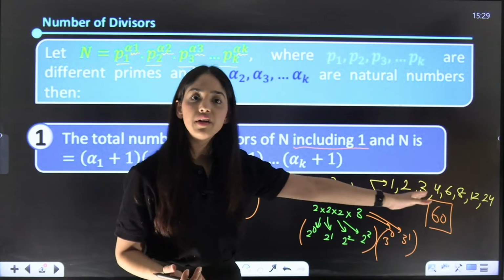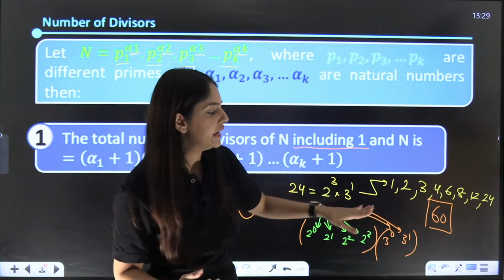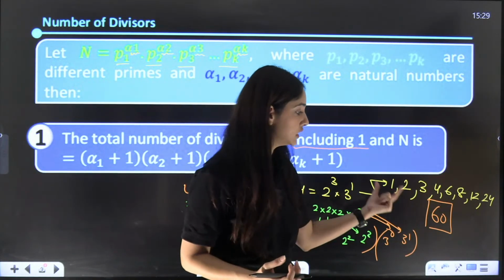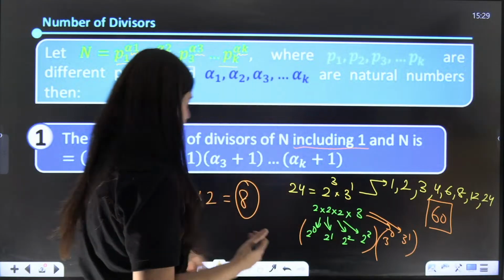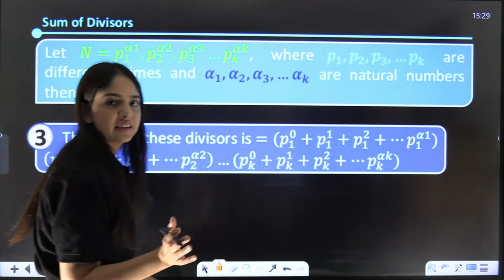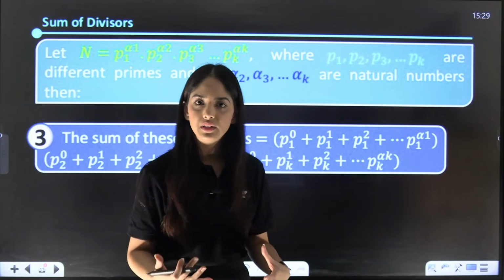Okay, so the sum of all the divisors is 60. This was anyway very long. We had only 8 divisors and we had to calculate the entire sum, and this was a lot of work. Now what if we had an even larger number? In that case, we'll just count all the possible cases.